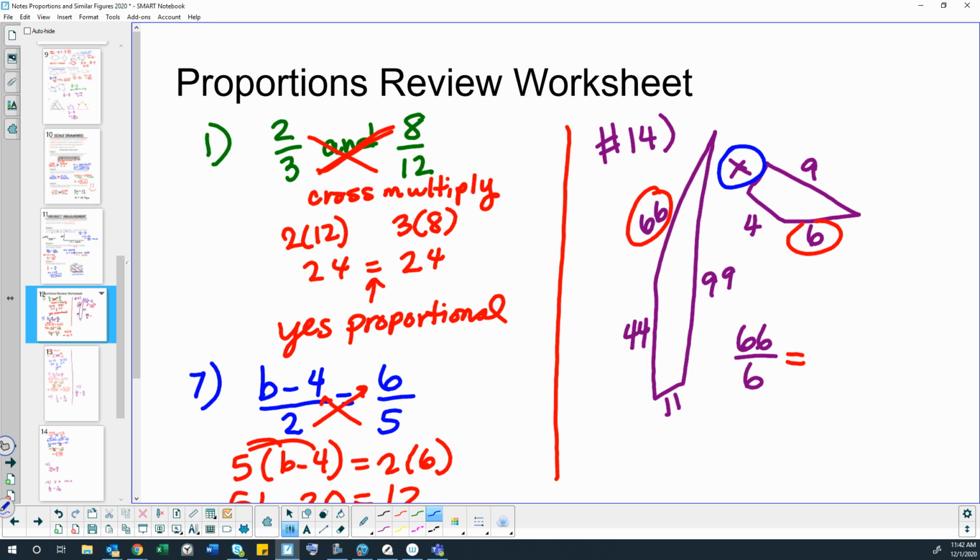So since I did big triangle on top and little triangle on the bottom, I have to follow that same pattern. I'm going to have to go from big triangle on top to little triangle on the bottom, like that. And now I have a proportion I can cross multiply and solve for that. So you could probably finish this part on your own. But 66 times x, and then 6 times 11 is also 66. So then when we divide both sides by 6, we just get x equals 1.